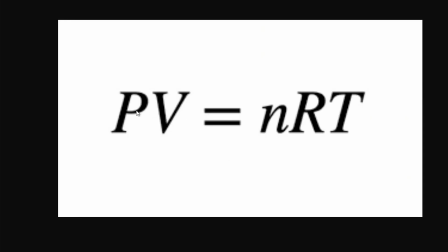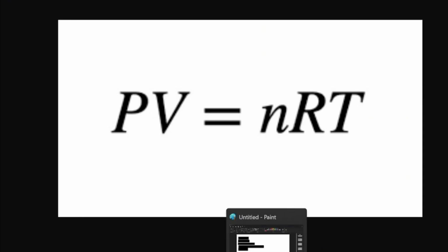We will be using tire pressure to demonstrate ideal gas laws. Ideal gas law is PV equals nRT. We'll start with P equals X ATM, because X is what we are looking for. Later, we will convert the ATM to PSI.